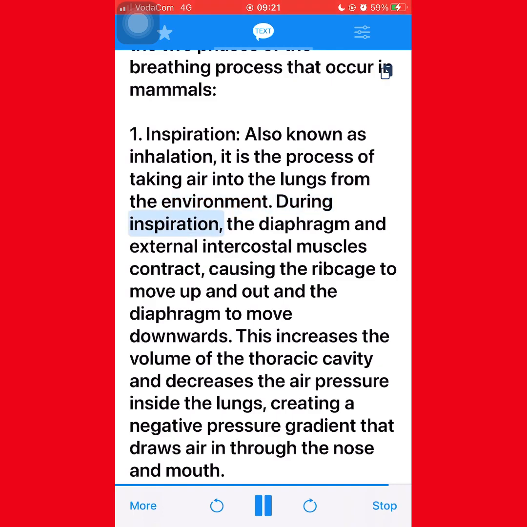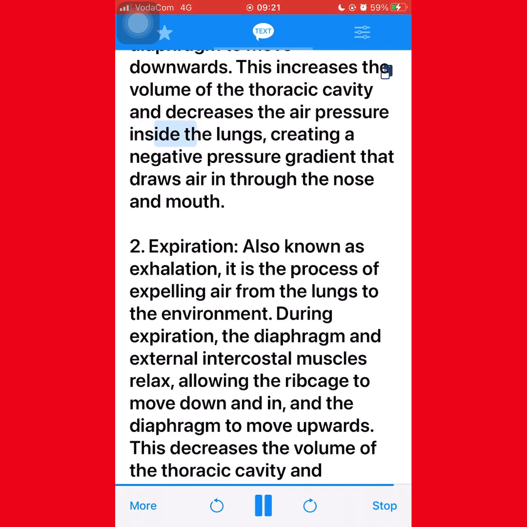During inspiration, the diaphragm and external intercostal muscles contract, causing the ribcage to move up and out and the diaphragm to move downwards. This increases the volume of the thoracic cavity and decreases the air pressure inside the lungs, creating a negative pressure gradient that draws air in through the nose and mouth.